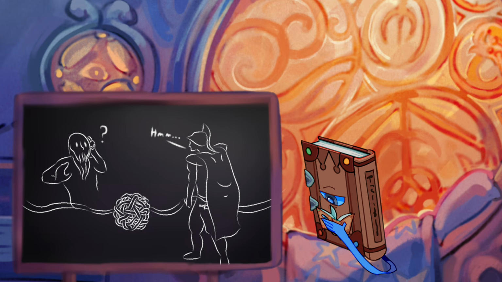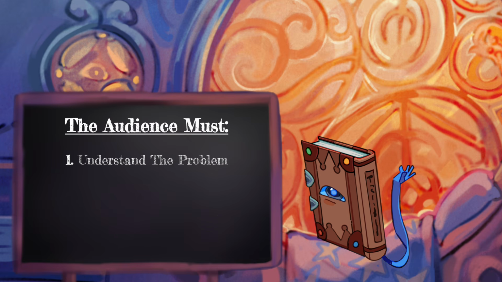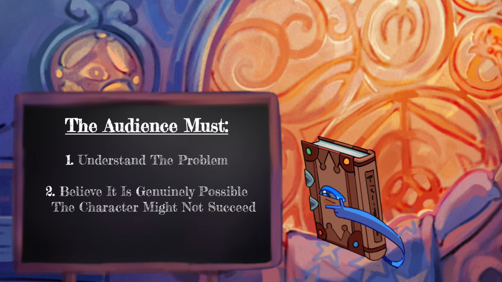Alexander, wanting to prove himself a conqueror, decides to attempt to untie the knot. This seems like a great example of how to make tension. There is a clear problem, untie the impossible knot, and the audience believes it's possible for him to fail due to generations of others failing before him.